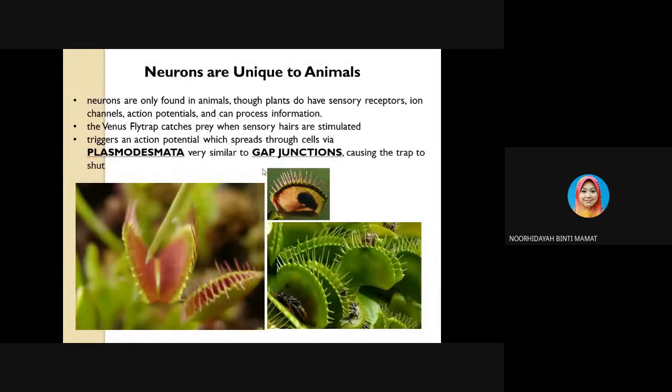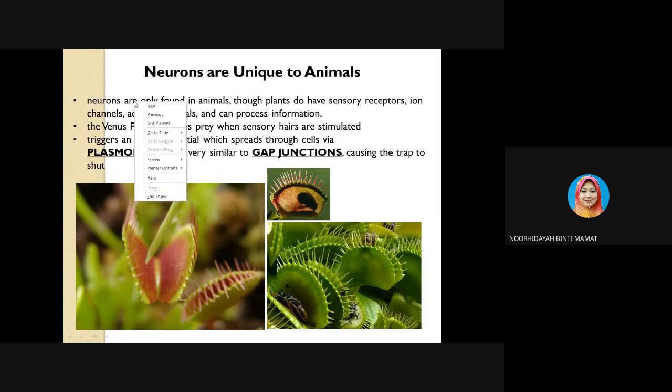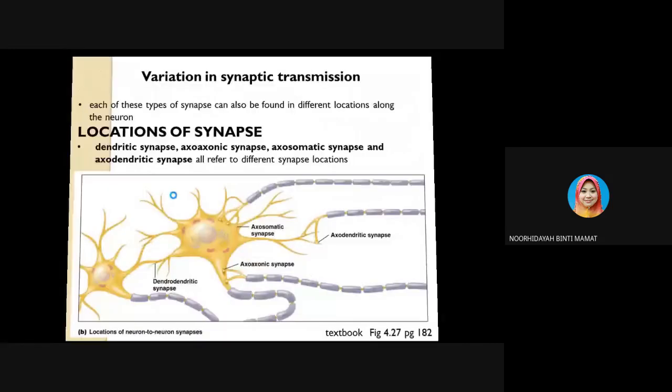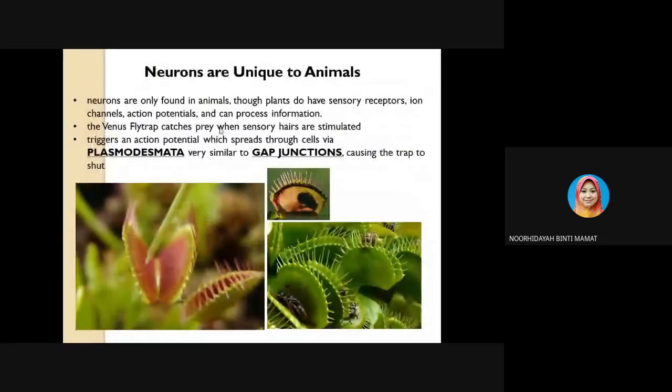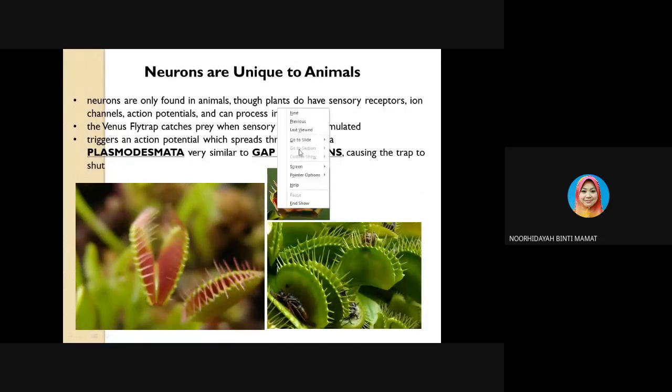So neurons are unique to animals. Neurons can only be found in animals. Though plants do have sensory receptors, and they also have ion channels and action potentials that can process information, they don't have neurons.